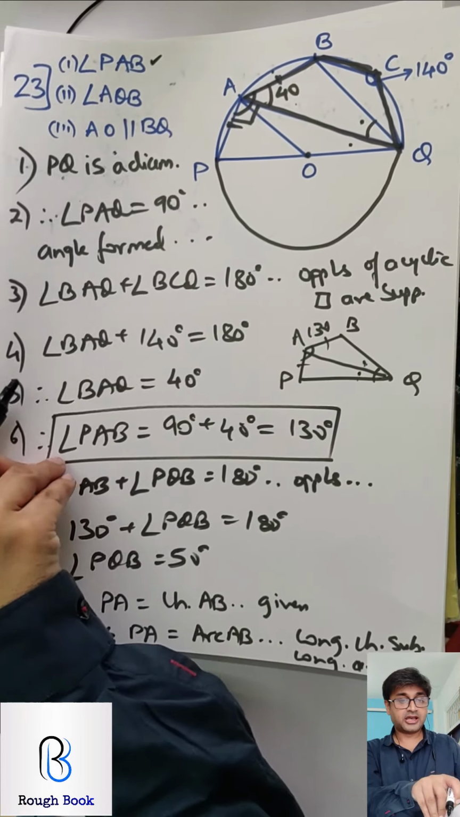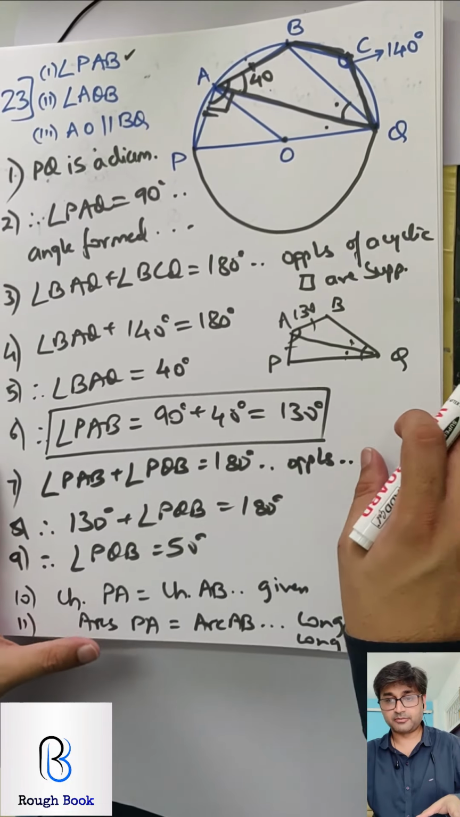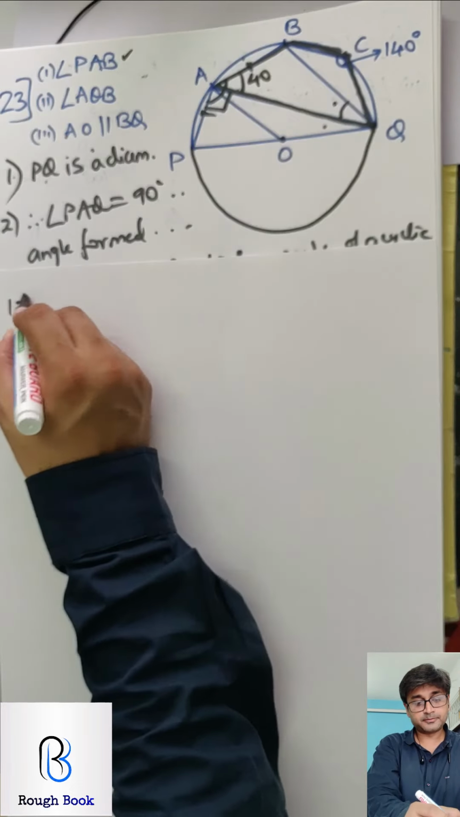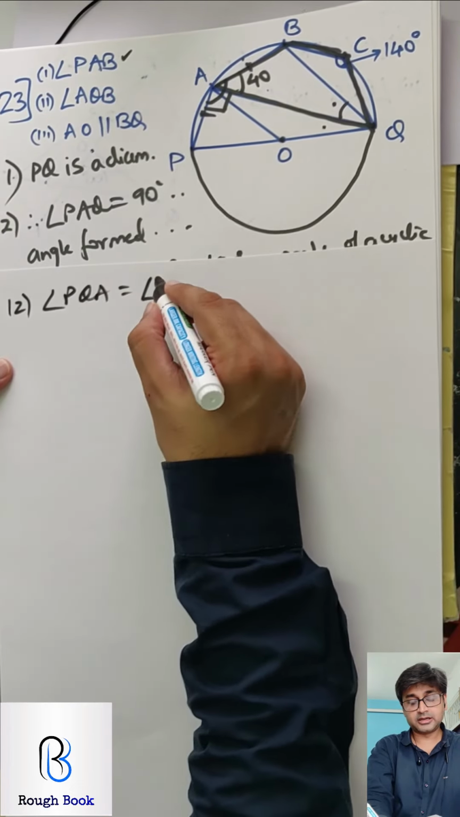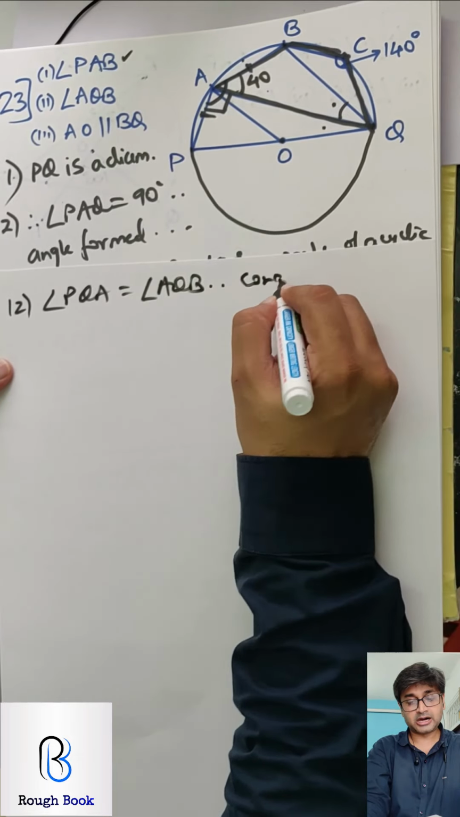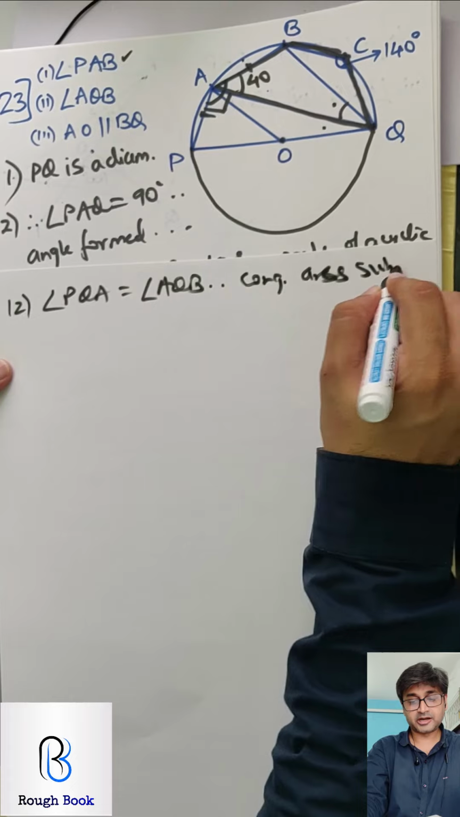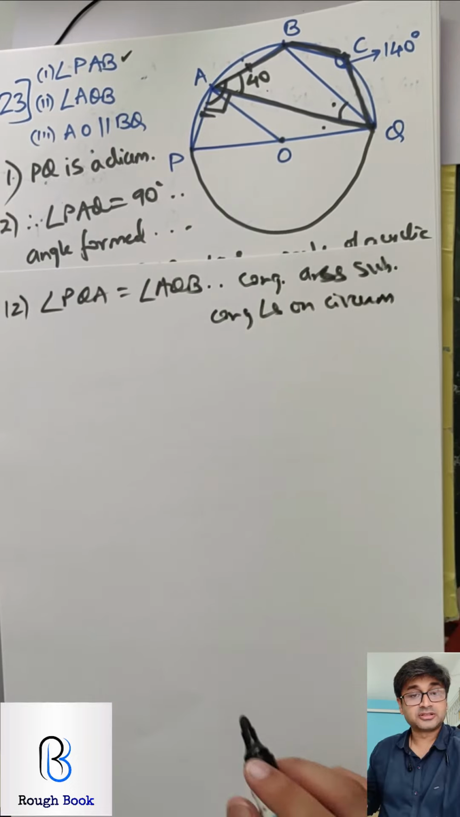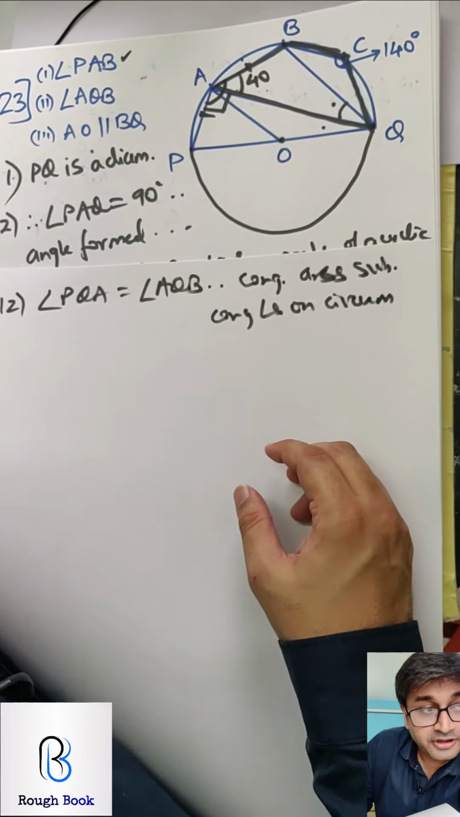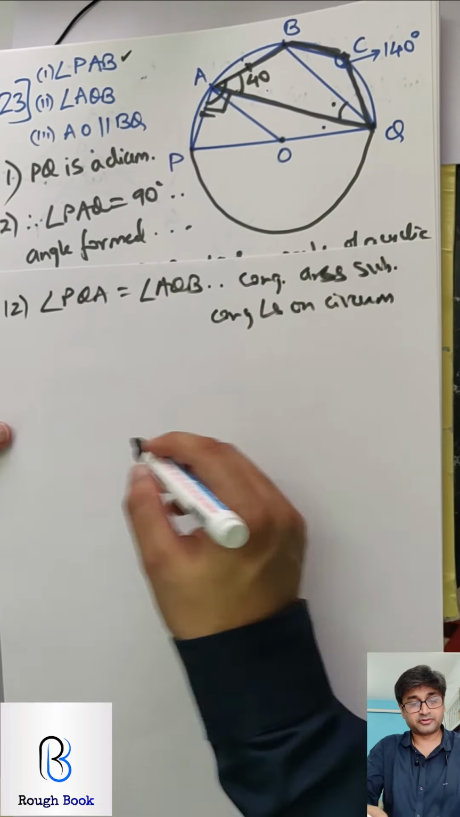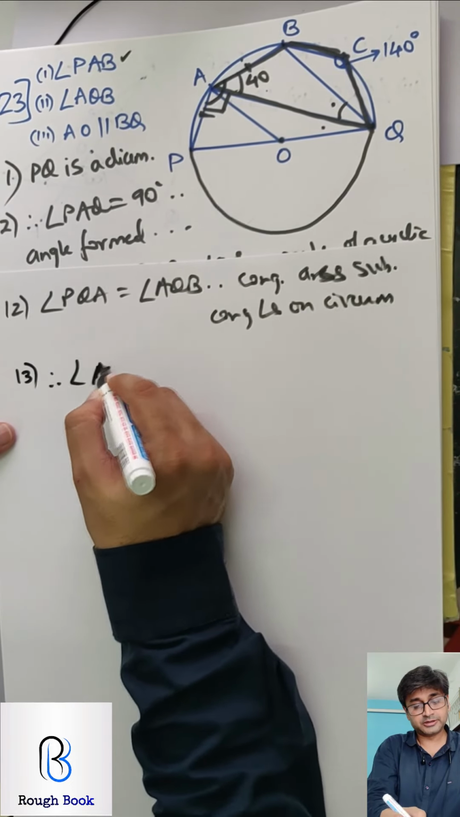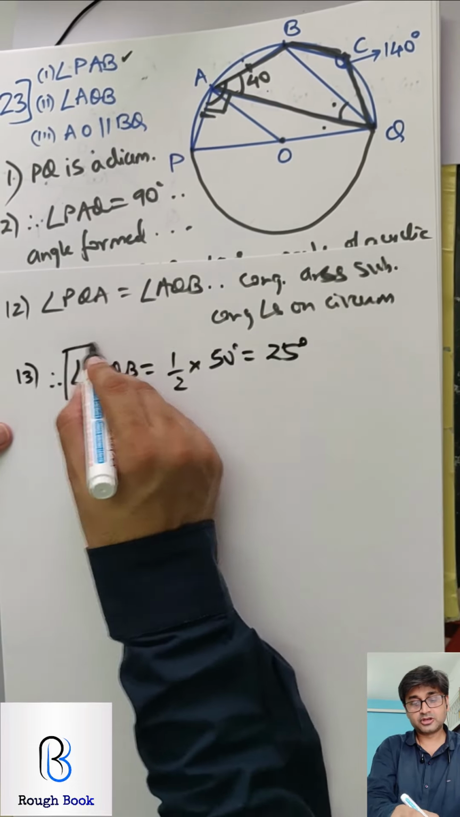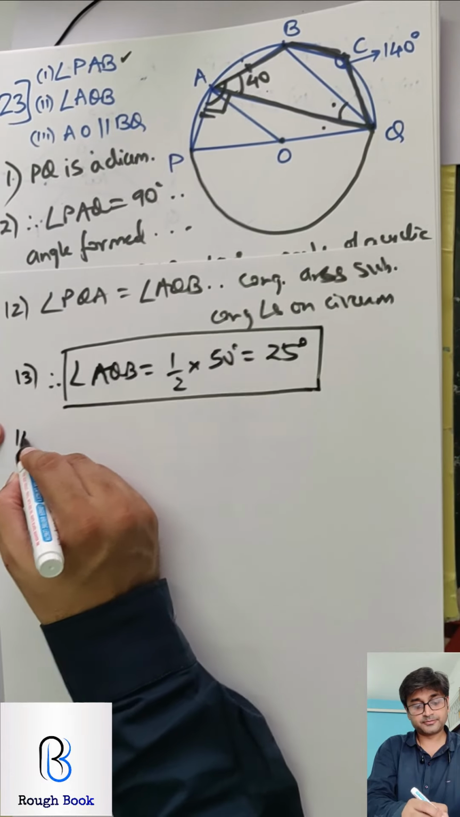So let's take a fresh sheet and let's go about it. So our next step, step number 12, we will say angle PQA is equal to angle AQB. Congruent arcs subtend congruent angles on circumference. So we got the angles on the circumference equal this time. And now we are getting into the last part. AQB straight away we will say, therefore AQB is half of 50, that is 25.